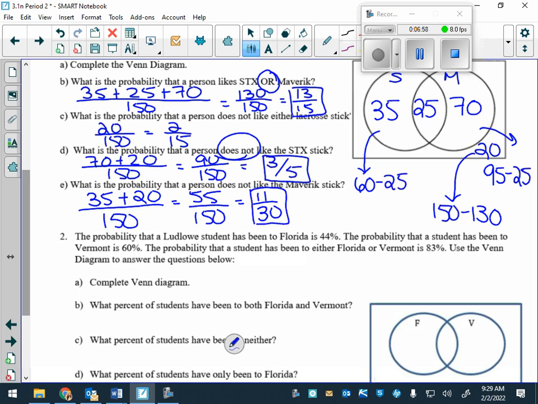Okay. Now, if I wanted to know, just in general, how many people only like the Maverick stick, what would it be? What would the number be? 70 over 150 if I was asking for probability. But if I'm just looking at the number of people, it would just be 70. Okay, see the difference there in terms of terminology. All right, let's do another one.